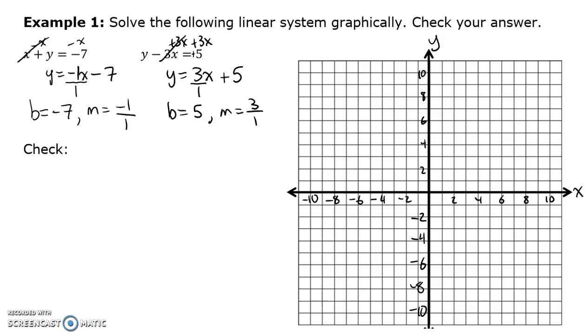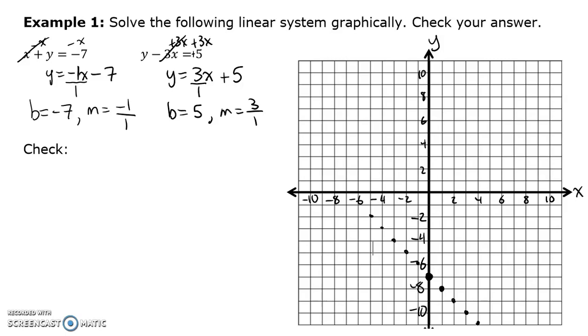So I'm going to start with the first equation where the y-intercept was -7, right there. And then my slope is -1 over 1. So it rises -1, goes down 1, then goes 1 to the right. We're always going to the right. Down 1, 1 to the right. Down 1, 1 to the right. And we're going to continue that. We can continue that pattern backwards a little bit.